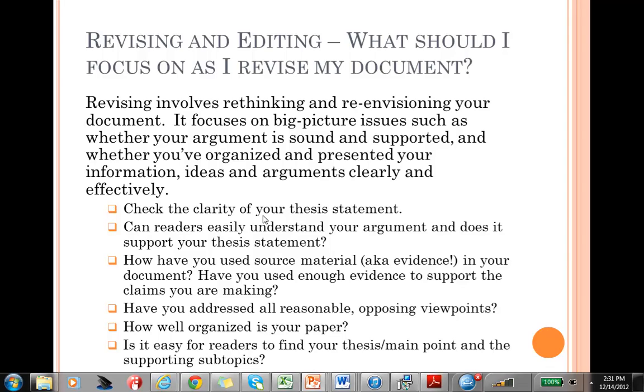So here's some ideas on how you can make sure some of the main global issues that you can look at in your research paper.